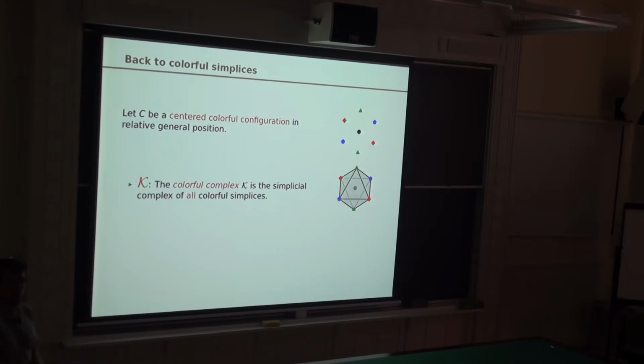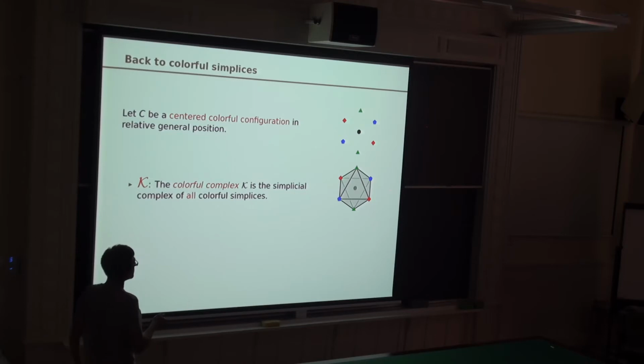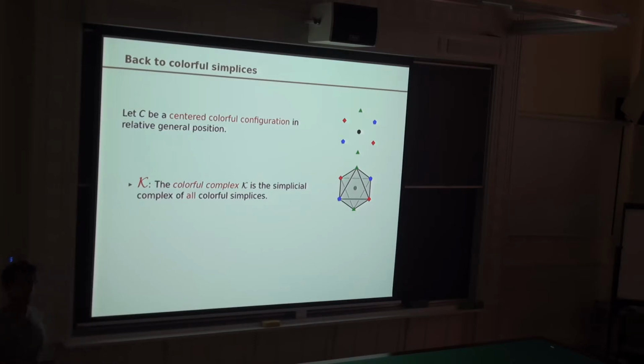Okay, so I'll work with two simplicial complexes. One is K, the colorful complex, the simplicial complex of all colorful simplices. It's just the join of all color classes. So something will be a simplex here if and only if all its vertices are of different color. Like for the case where all the sets have size 2, this is just the boundary of an octahedron. So this is the colorful complex.